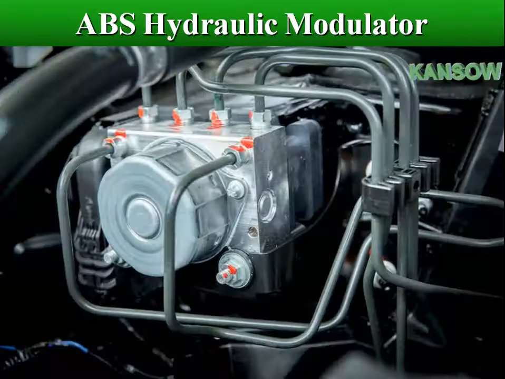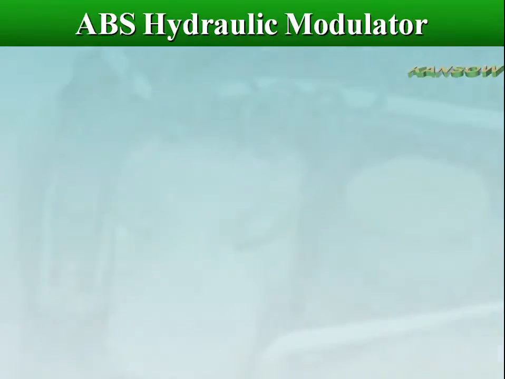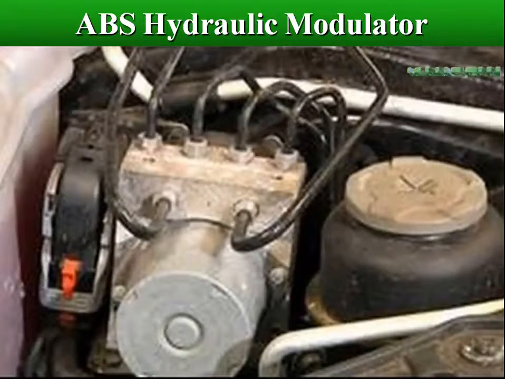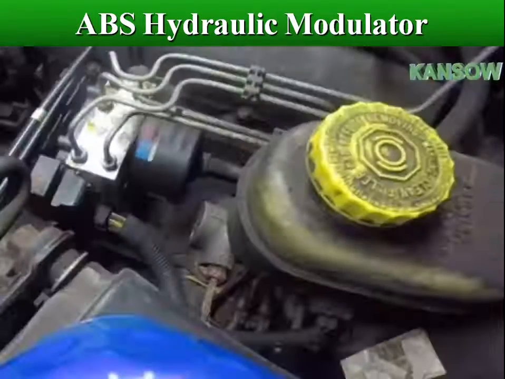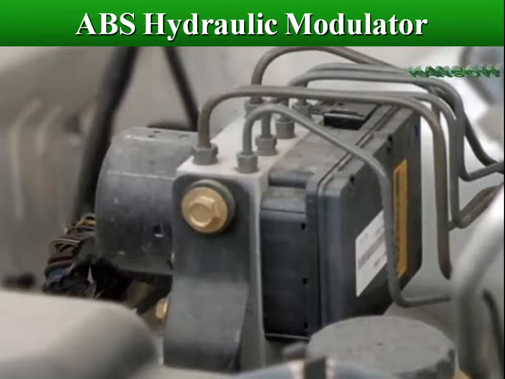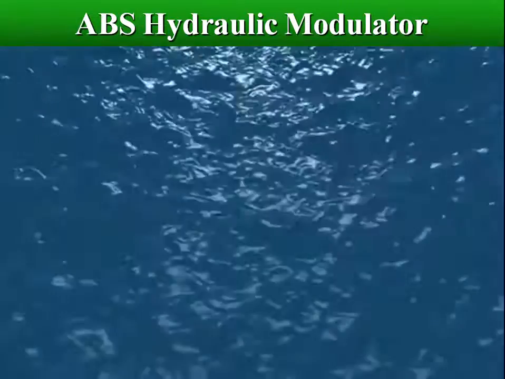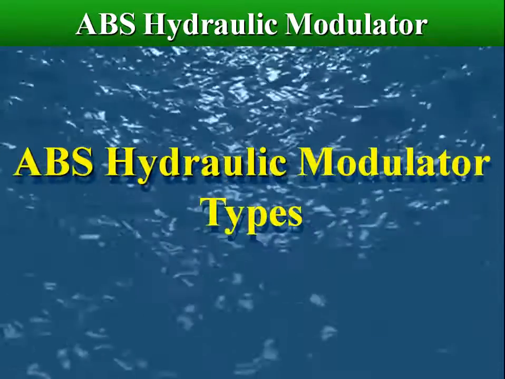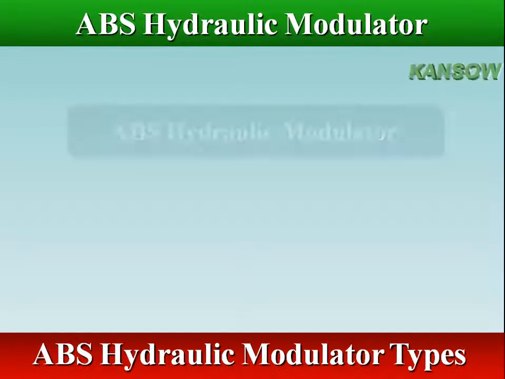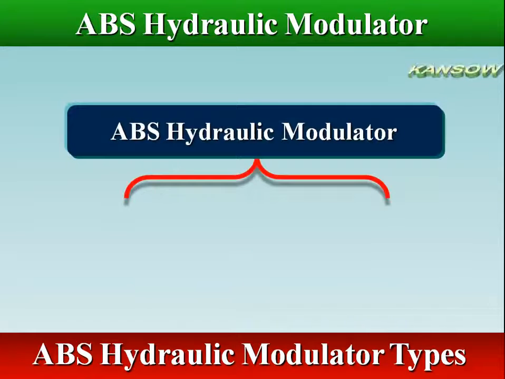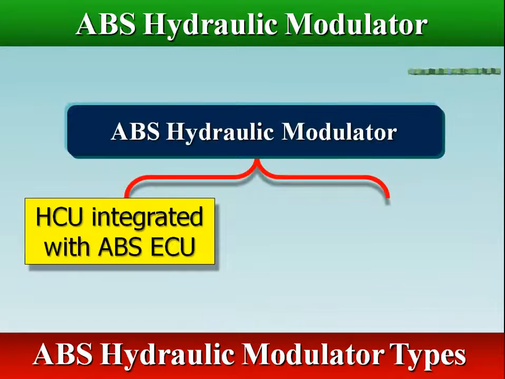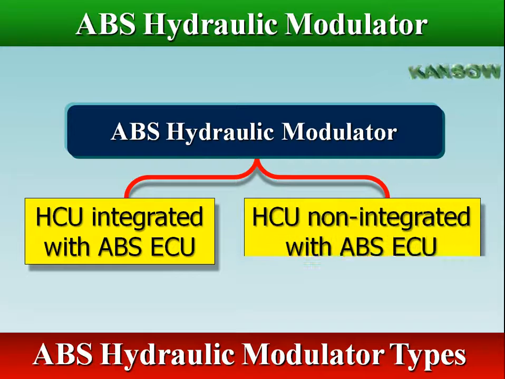Pressure modulation refers to the rapid cycling of pressure to the brake assemblies, preventing wheel lockup. The pressure modulation occurs 15 to 20 times per second. There are two types of ABS hydraulic modulator, integrated with ABS ECU, and non-integrated with ABS ECU.